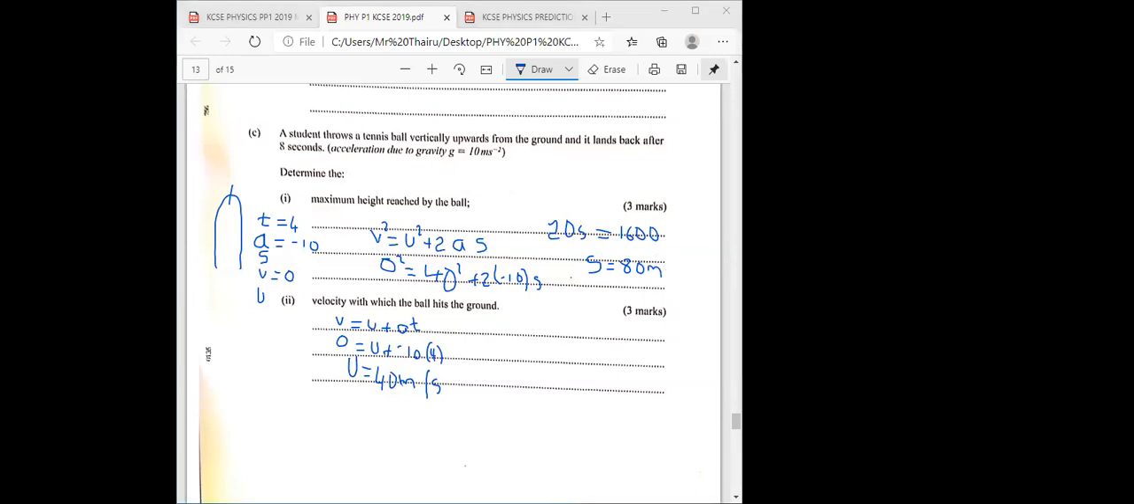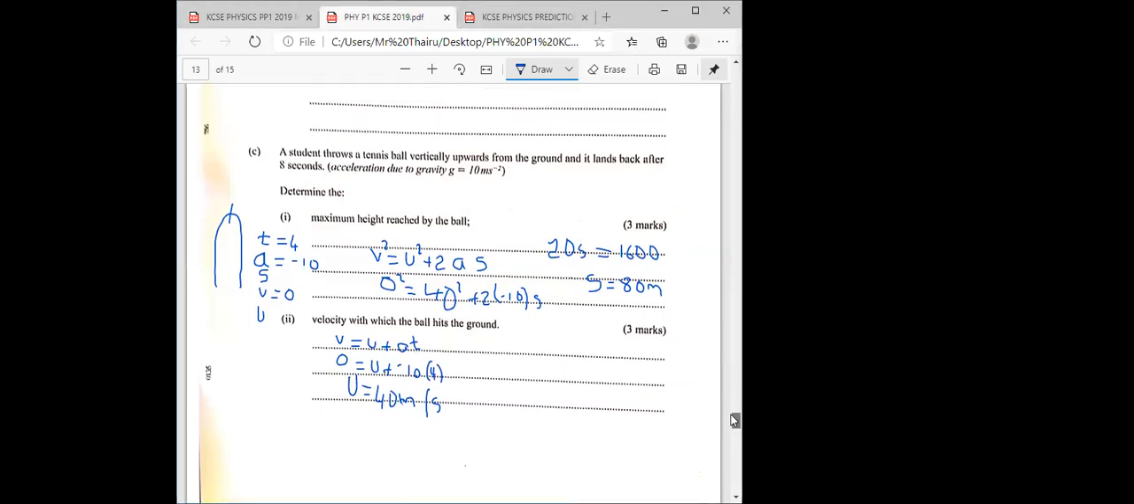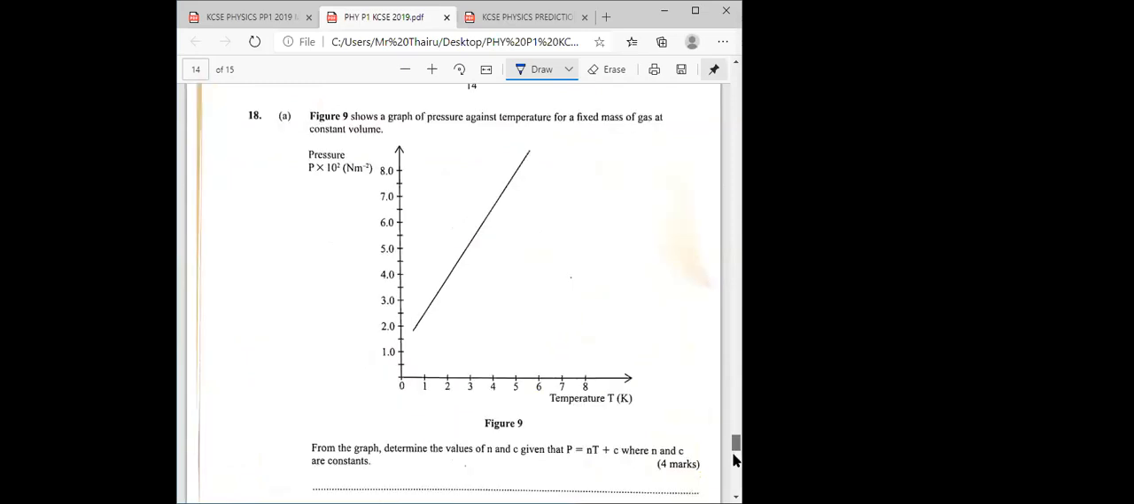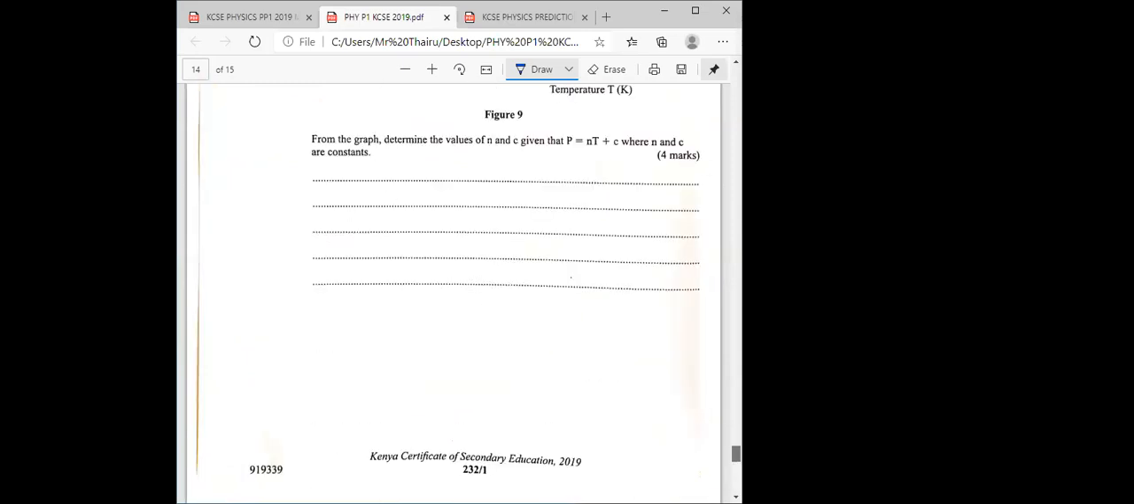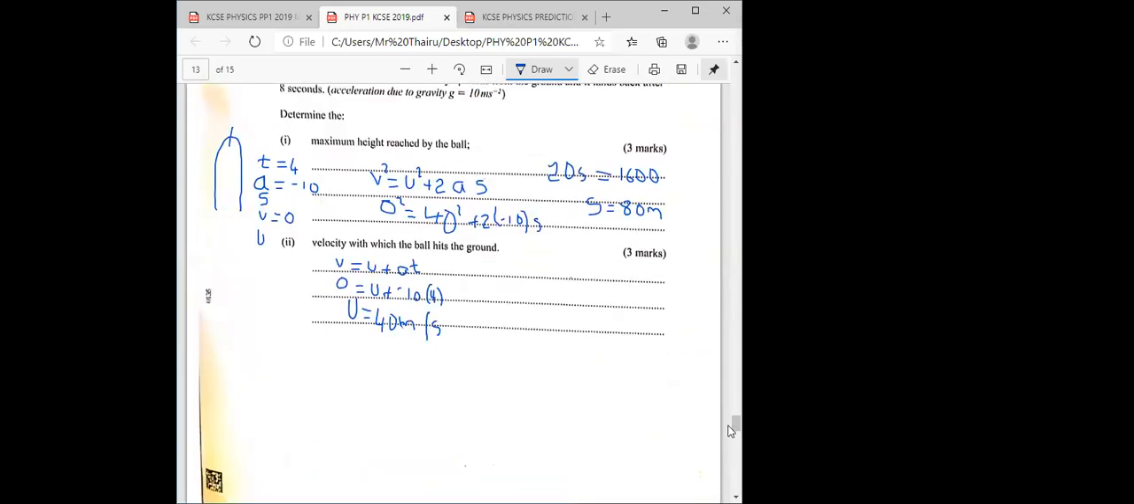We now move on to the next. So from this paper that was done at KCC last year, question 18 we have not covered. It is under gas laws, which was our last question. Therefore, that is as far as we can cover for today.